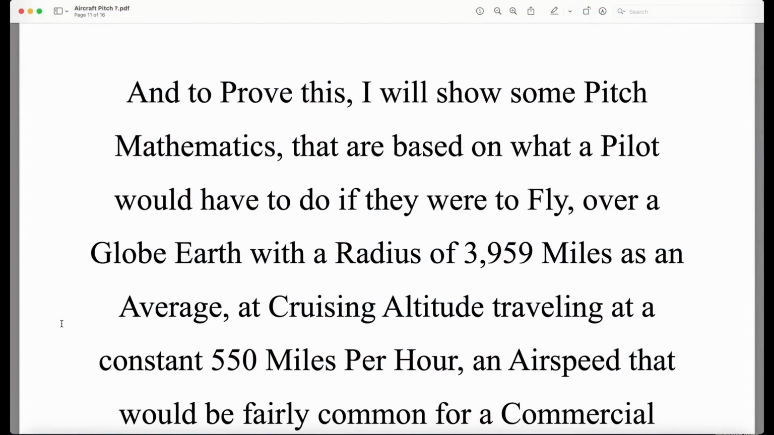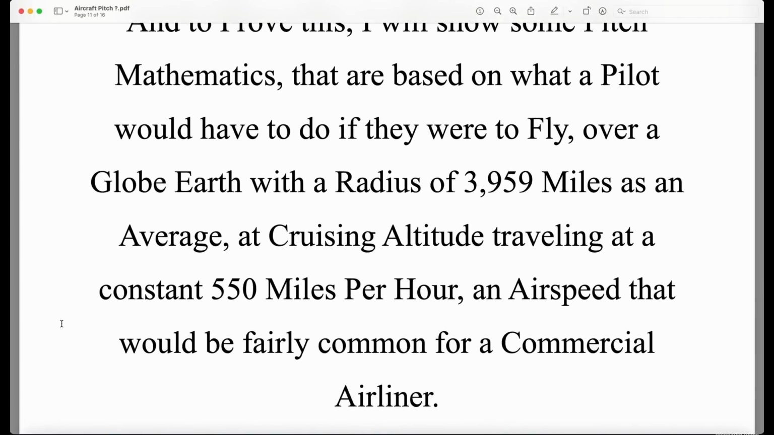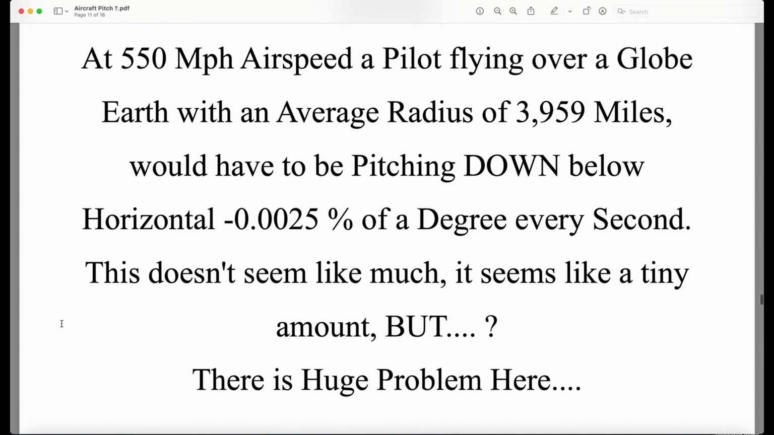And to prove this, I will show some pitch mathematics that are based on what a pilot would have to do if they were to fly over a globe Earth with a radius of 3959 miles as an average at cruising altitude, traveling at a constant 550 miles per hour, an airspeed that would be fairly common for a commercial airliner. Okay, I must say thanks to my friend Adam Meakin who helped me out with this because my mathematics isn't brilliant sometimes.